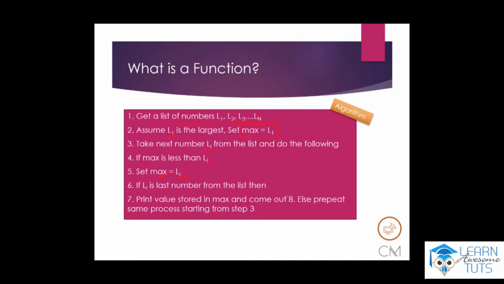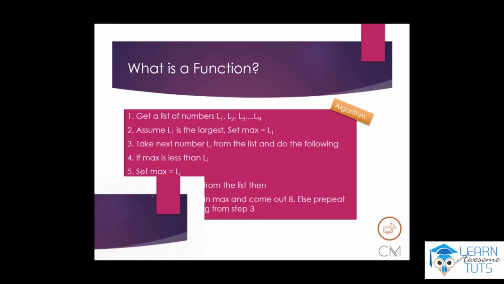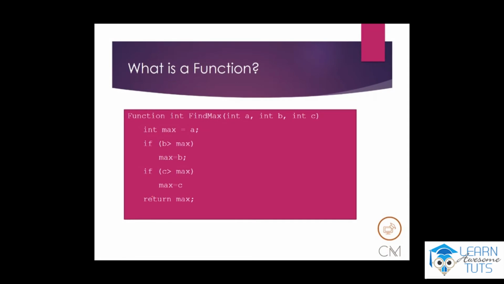The 8th step that is here, I'm sorry for this, we would repeat the same process starting from step 3. So if it's the last number, the Li, we should stop and print the max, else we will continue with the next number from our list. So this is the algorithm in a more codable way, in something like a program in C, for example, or in C#.